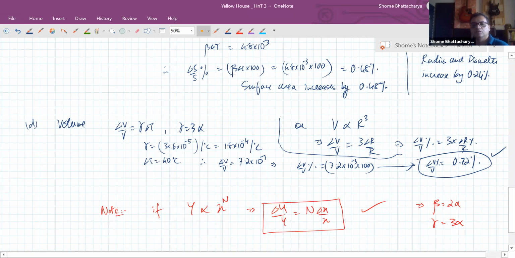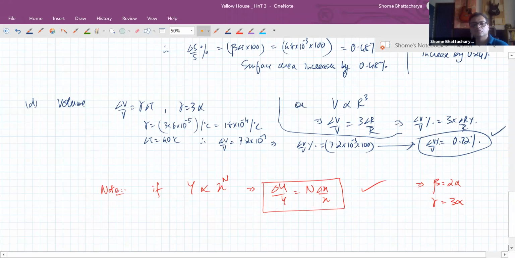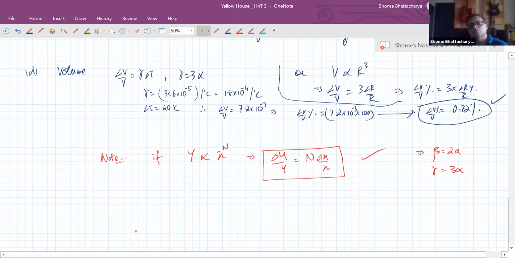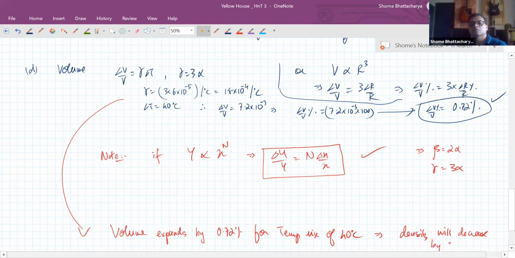Okay. So now coming back to this question, the volume expands by 0.72% for a temperature rise of 40 degrees. So that will mean that the density will decrease. If the volume is expanded, the density will decrease by 0.72%.